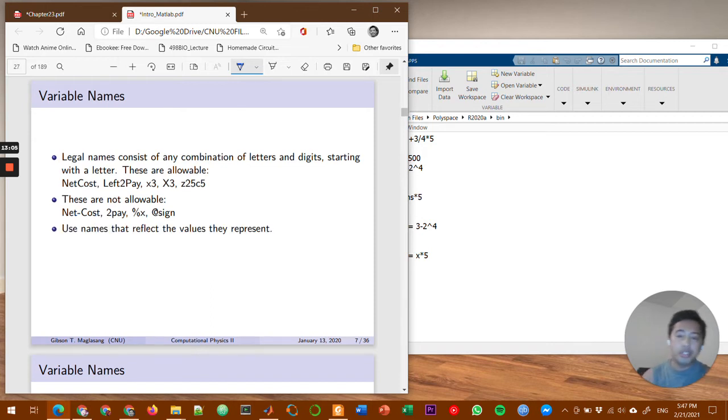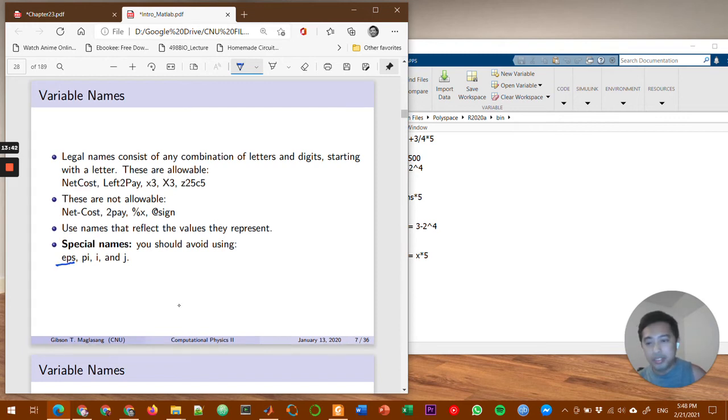And also use names that reflect the actual value they represent. For example, if you calculated a value whose result is speed or velocity, name it speed or velocity, rather than naming the variable x, y, 2, 3. If it has no meaning, it is more complicated, and others will not understand whether it is gravity, velocity, or speed. And also avoid using these special names in MATLAB. These stand for epsilon, pi, and iteration i and j. And if you want to use i and j, you can use double i, double j.